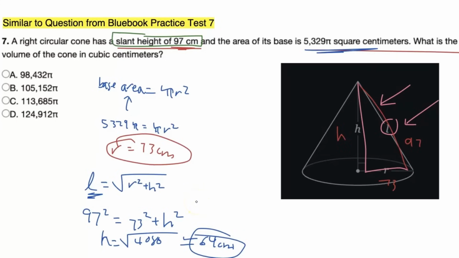Okay, so now we have the radius and now we have the height. What do we do from here? Well, we just use one last formula, which is the volume of the cone.